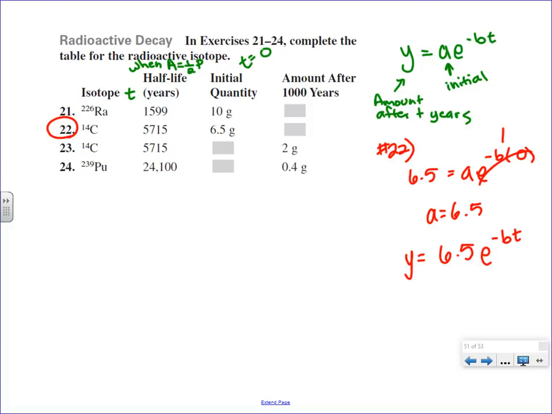The half-life. Okay, this is a little tricky. Half-life, that's the t, right? So I can plug in t to b, well, 6.5 e to the negative b, t is 5715, holy cow, it's a long time, for the amount to become what? Half of what it was originally. So what's half of 6.5? It's cut in half. 3.25.